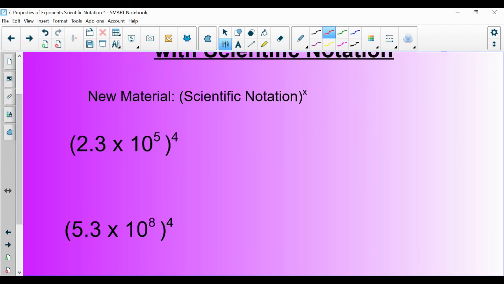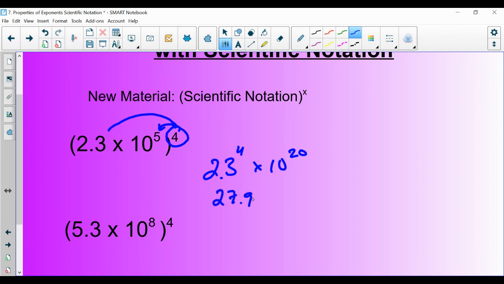And then the last variety. This variety is going to be a number in scientific notation to a power. And in this variety, what you're going to do is take the exponent, the fourth power, and apply it to both things. So this would be 2.3 to the fourth power times 10 to the, remember, when you have a number being taken to a power being taken to another power, you actually multiply the exponents. And 2.3 to the fourth power is, we'll call it, 27.9 times 10 to the 20th.